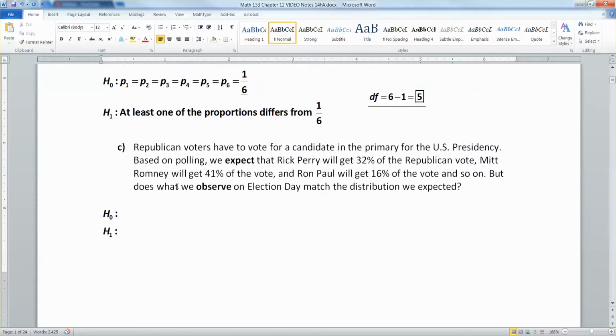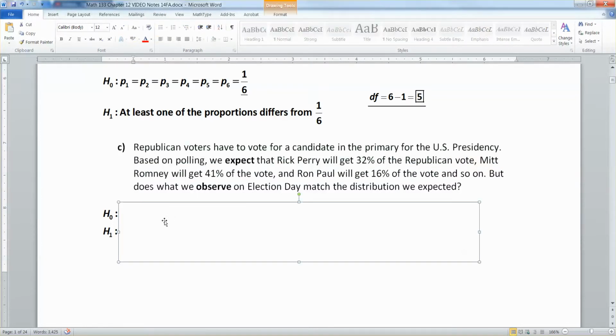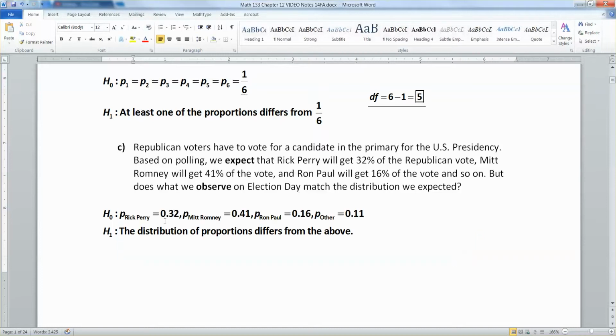All right, now what about this one? Republican voters have to vote for a candidate in the primary for U.S. presidency. Based on the polling, we expect that Rick Perry will get 32% of the vote, Mitt Romney will get 41%, Ron Paul will get 16%, and so on. But does what we observe on election day match the distribution we expect? The distribution you expect is this: the proportion for Rick Perry would be 0.32, the proportion for Mitt Romney is 0.41, and so on.